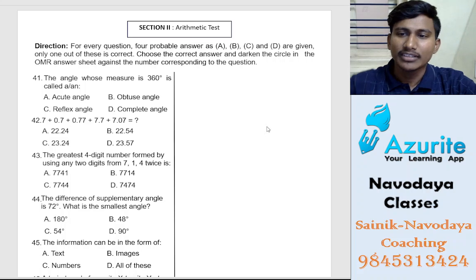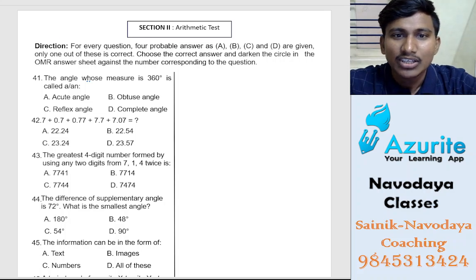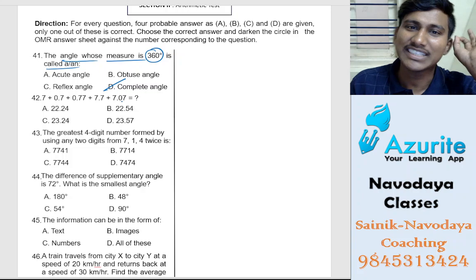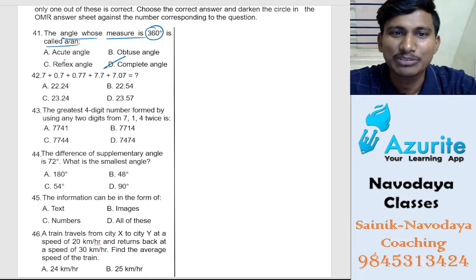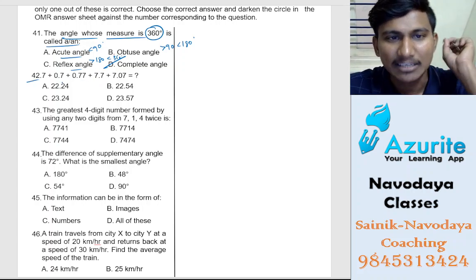If you see 41, it is very easy, the first question, right? What is the answer? The angle whose measure is 360 degrees is called what? It is a complete angle, option D, right? We know acute means less than 90 degrees, obtuse means more than 90 and less than 180 degrees, reflex means more than 180 and less than 360 degrees, right? So that we know.